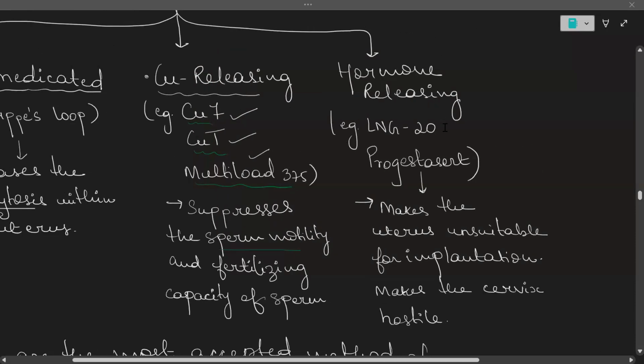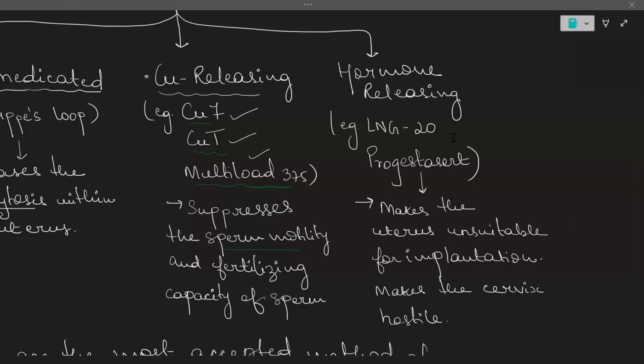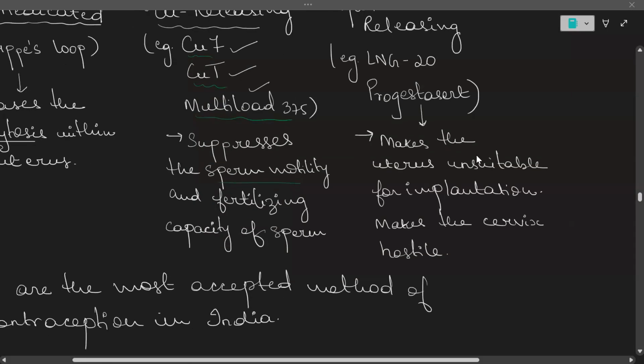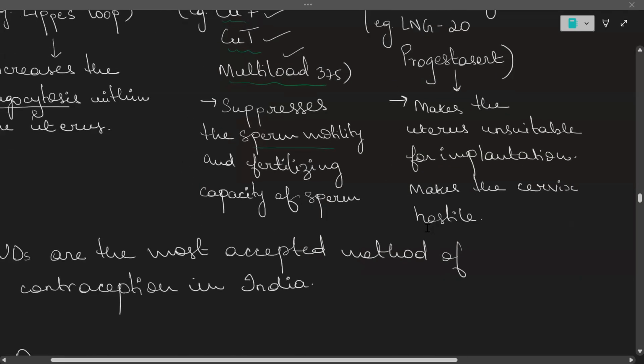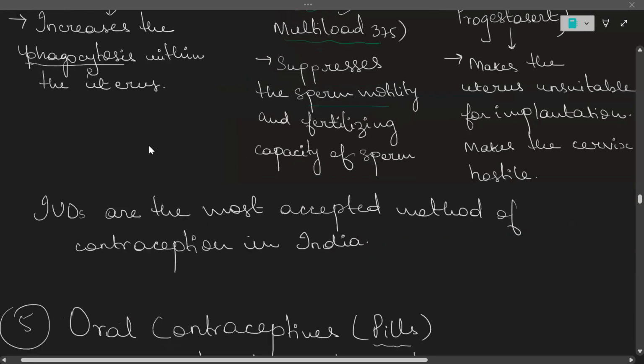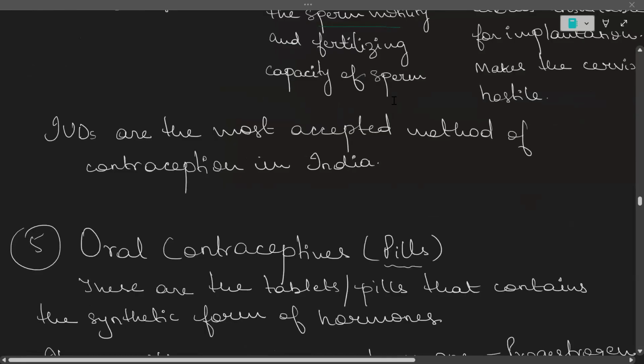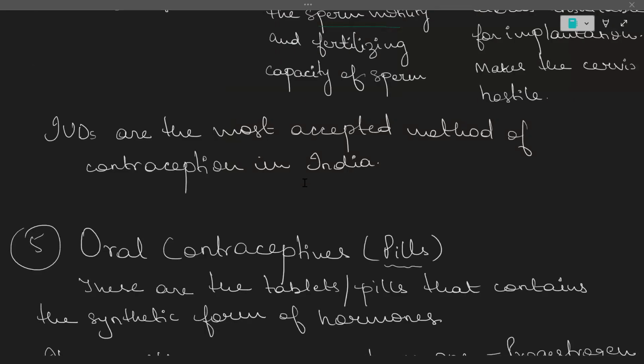The last one is the hormone releasing intrauterine device such as LNG-20 and Progestasert. They make the uterus unsuitable for implantation and they make the cervix hostile so that even if fertilization successfully happened, it will still not get implanted. Intrauterine devices are the most accepted method of contraception in India, the most accepted one.